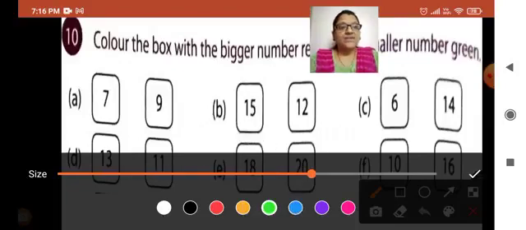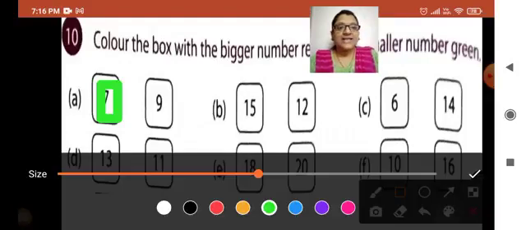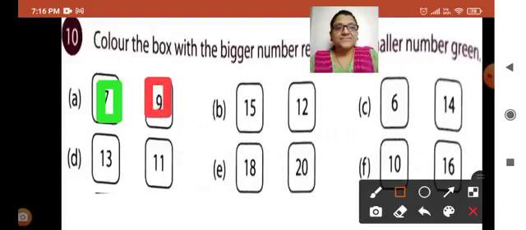So we will color it with green color. Yes. And number 9 is bigger number. Hence we will color it with red color. Like this. Yes. Let's solve further examples like this.